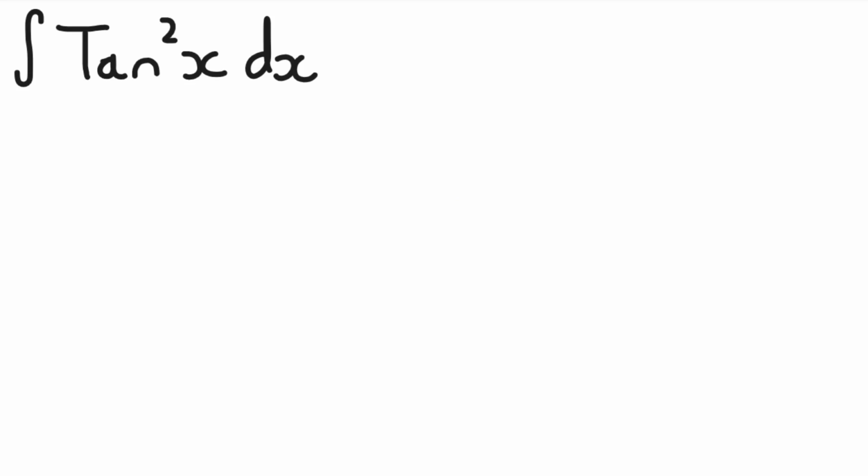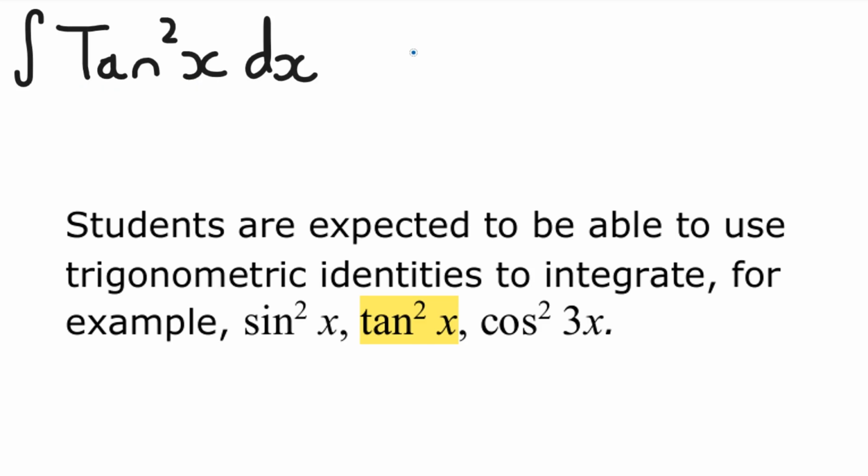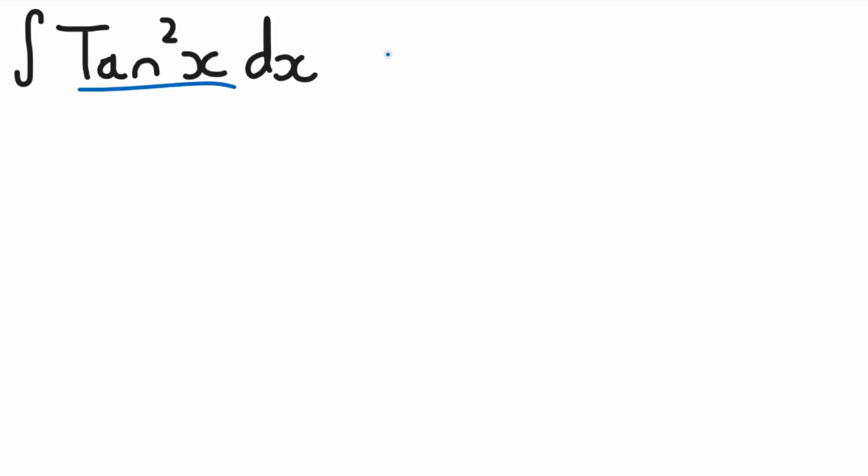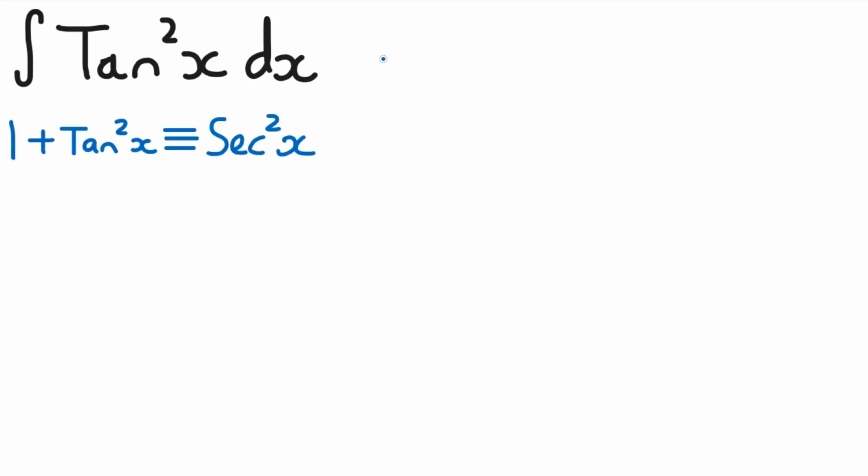So here's a very easy example of this, where we need to integrate tan squared of x, and this is actually on the specification as an example that they could ask you. When we look at this tan squared of x, on its own it doesn't look like something we can integrate straight away. But what we can do is consider the identities that we learned in previous chapters, and specifically the ones that we learned back in chapter 6 in year 2.